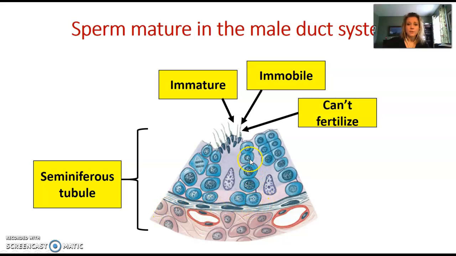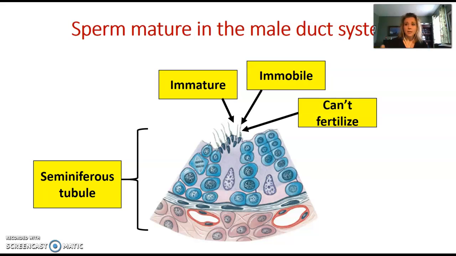These blue cells are showing cells that are going to develop into sperm in various stages. The closer they are to the lumen, the closer they are to looking more like a mature sperm. But at this stage, where the head is still buried into the seminiferous tubule, and even once the sperm are freed from the seminiferous tubule, these sperm are still immature. They are not able to swim yet, so they're immobile, and therefore they're not able to fertilize an ovum yet.